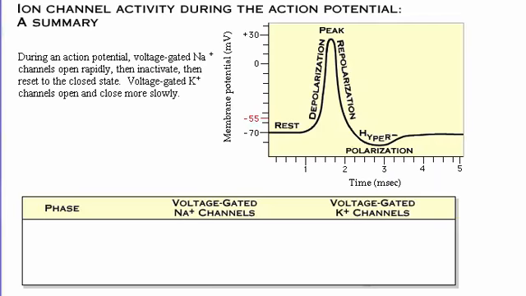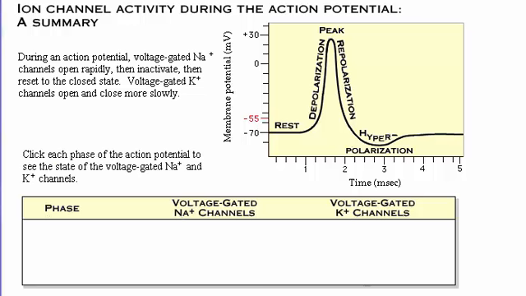During an action potential, voltage-gated sodium channels first open rapidly, then inactivate, then reset to the closed state. Voltage-gated potassium channels open and close more slowly. Click each phase of the action potential to see the state of the voltage-gated sodium and potassium channels.